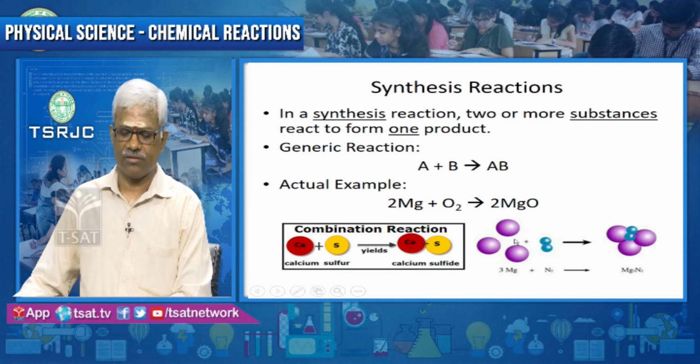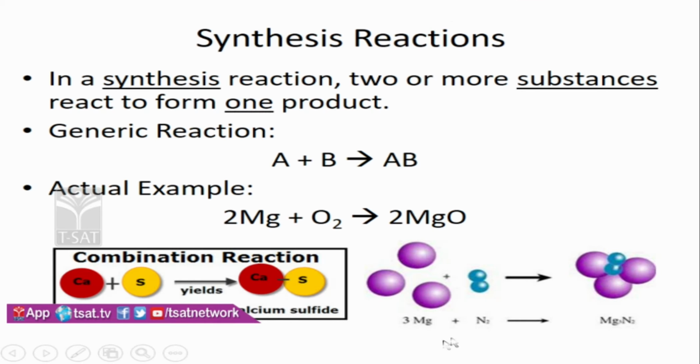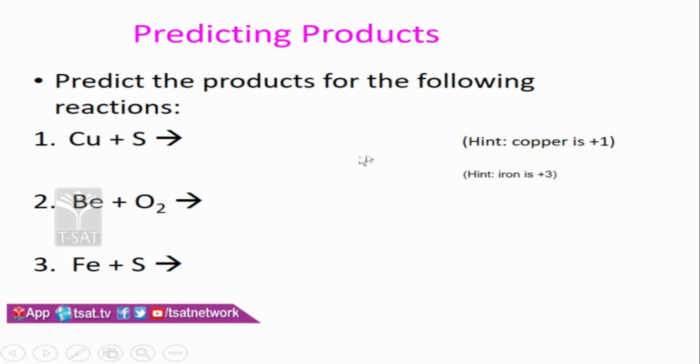Calcium and sulfur, calcium sulfide. And in another example, magnesium reacts with nitrogen, one molecule of nitrogen, we will get magnesium nitride. Now, if the question is given like that, Cu plus S, follow the hint, copper, it is a 1. What will be the product here? Copper sulfide.